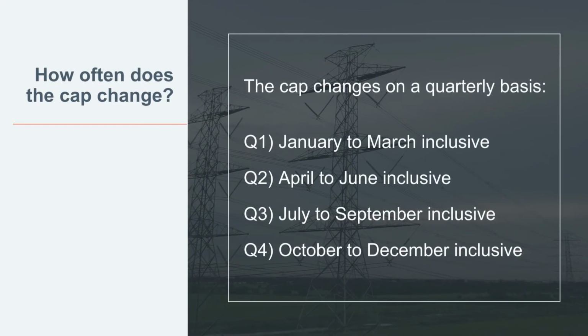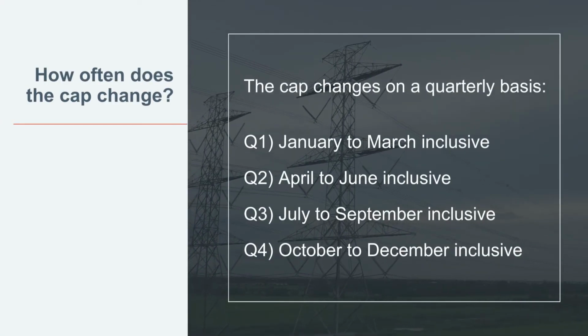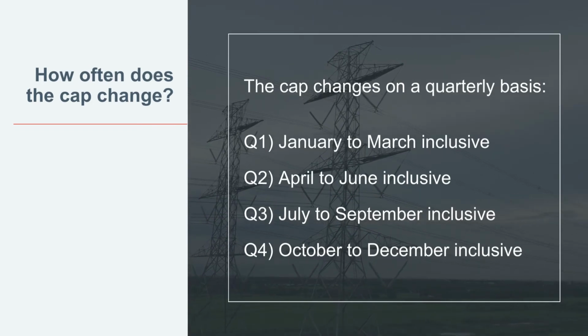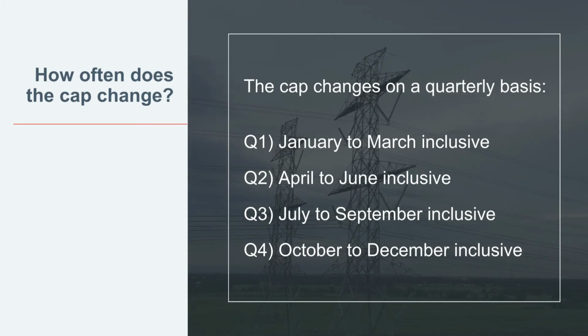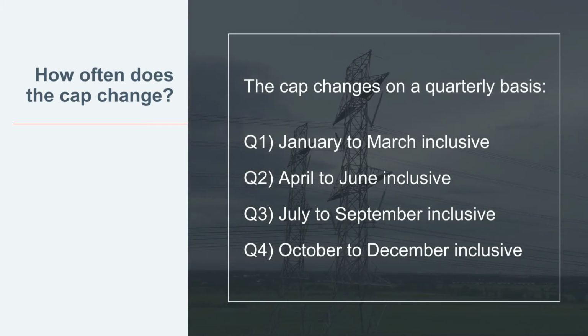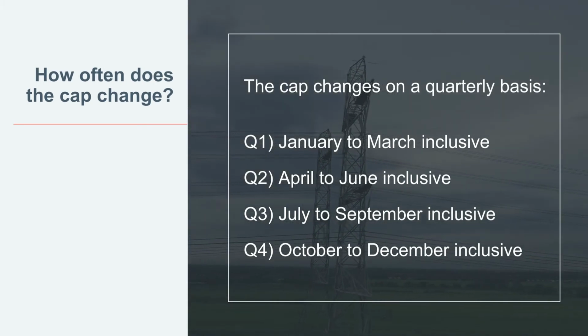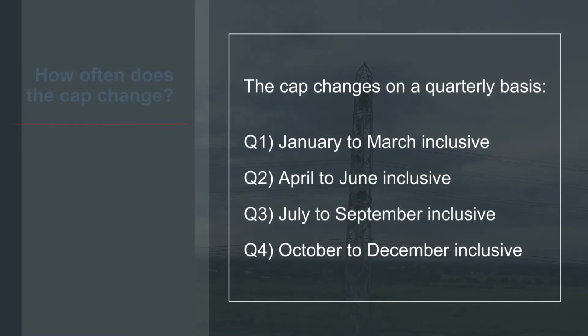How often does the cap change? The cap changes on a quarterly basis. Q1 is January to March inclusive. Q2 is April to June inclusive. Q3 is July to September inclusive. Q4 is October to December inclusive.